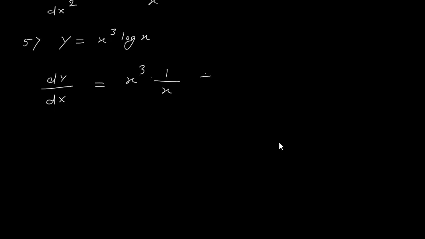Now fifth problem, we have y is equal to x cube into log x. So dy upon dx will be equal to x cube into the derivative of log x, which is 1 upon x, plus log x into the derivative of x cube, which is 3 x square. So this is x square plus 3x square into log x.